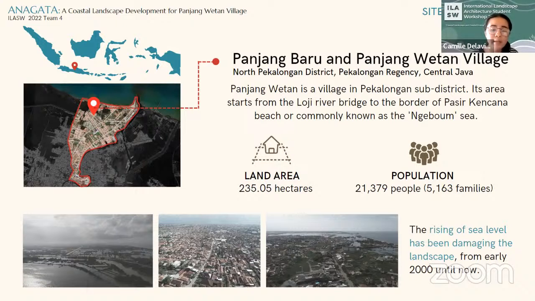This flat surface shape shows that the level of soil movement in Pekalongan City is low, but it is prone to inundation, especially in areas on the north coastline. In addition to inundation due to tidal waves, the area is also prone to tidal flooding, and the rising sea level has been damaging the landscape from the early 2000s until now.